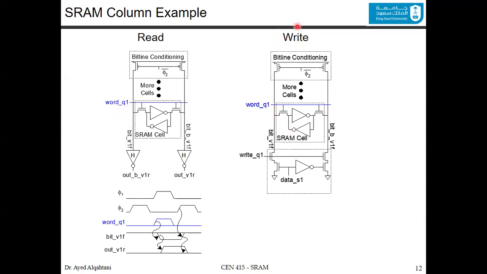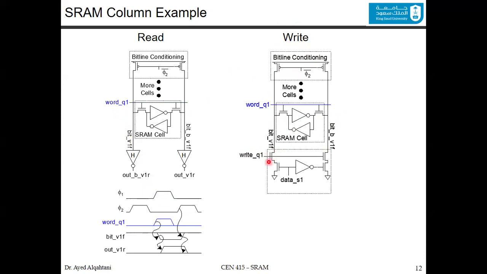Okay, for the write, now the write is very similar to the read. You have the bit line conditioning. So at the beginning, you have 1 and 1. And the first step of the write, you must make sure that one line is 1 and the other is 0 based on what you want to write. So you activate the write signal, meaning that I'm going to write.